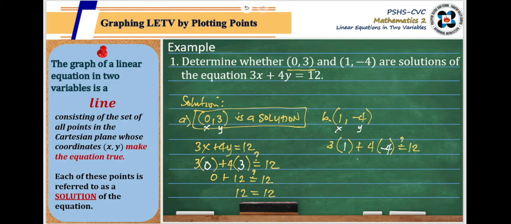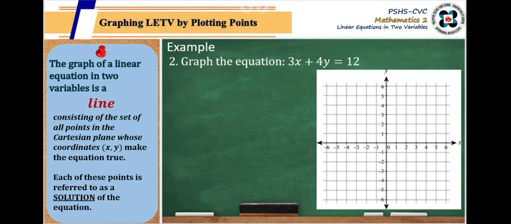So simplifying the left side of the equation, we have 3 times 1 is 3 plus 4 times negative 4, so negative 16. Is that equal to 12? Simplifying, 3 minus 16 is equal to negative 13, and we see that this is not equal to 12. So here, we have a contradiction or a false statement. Therefore, we can say that 1, negative 4 is not a solution. Okay, so we write 1, negative 4 is not a solution.